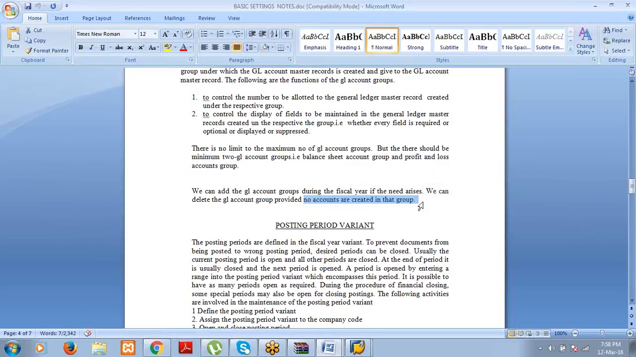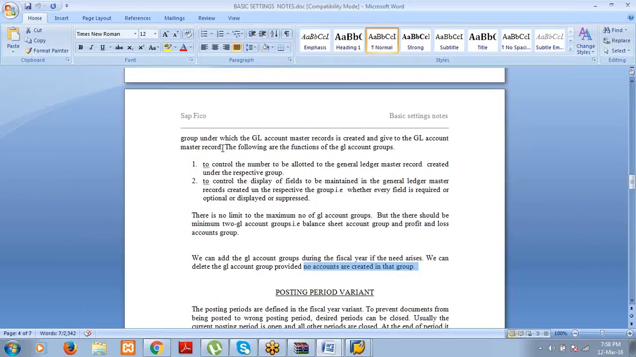Okay. Then the following are the functions of GL account groups. At this point of time, you cannot visualize what is the exact functions of these two GL account groups, right? But at the beginning of the general ledger accounting and at the end of the general ledger accounting, we can clearly understand what is the functions of these GL account groups.